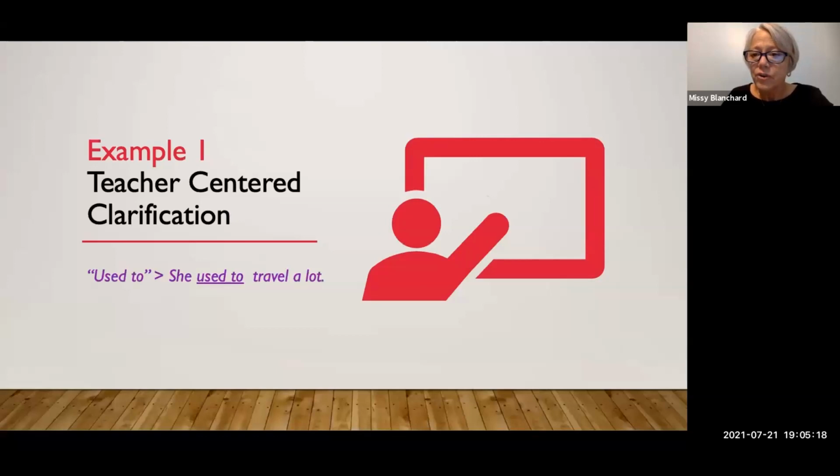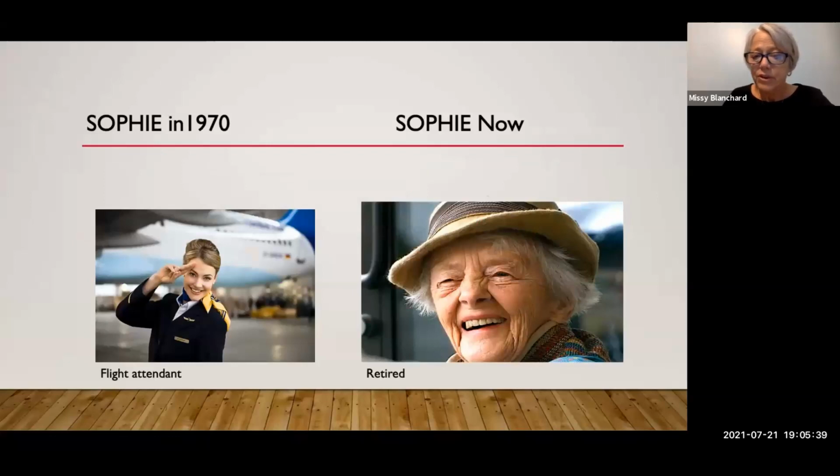So just to show an example of this, the first example, we're going to use "used to" as an example of some language that we might want to teach. So we have a sentence: she used to travel a lot. Well, the first thing we need is some kind of meaningful context for the language that we're teaching. So here's an example that I came up with, but you would also find something similar in any course book.